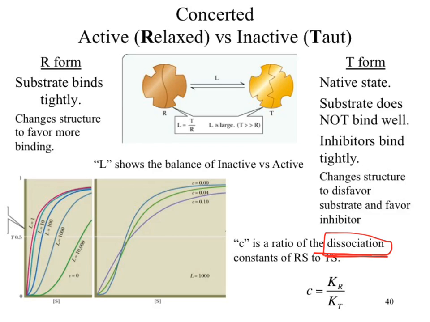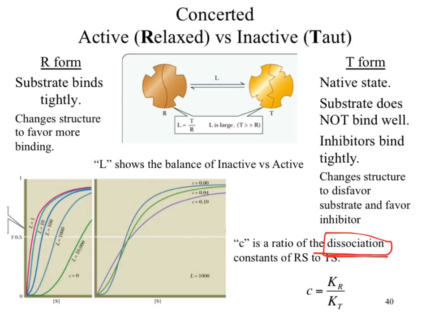Okay. RS is just relaxed state. No, what is RS in this case? It's the substrate. So RS is the relaxed substrate complex. TS is the taut substrate complex. And these are our dissociation constants, okay, which again, kind of bizarre.